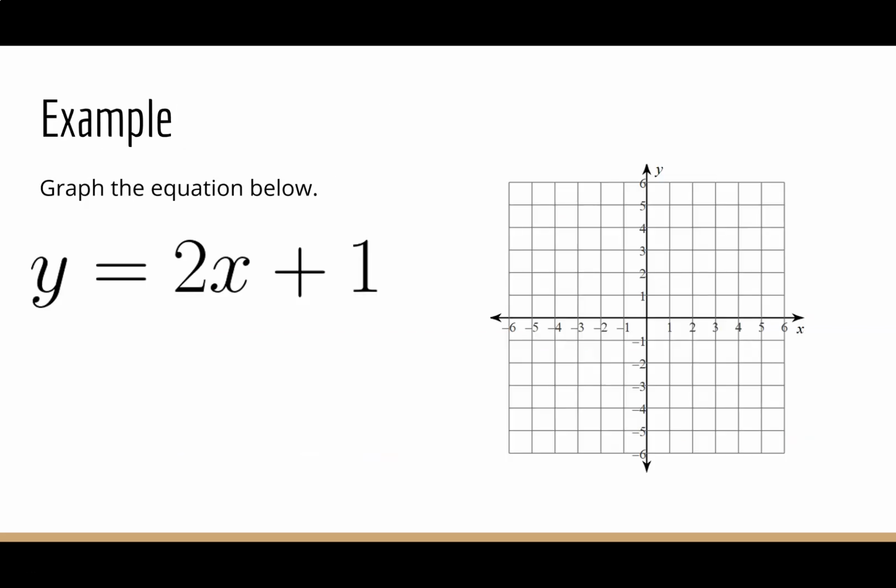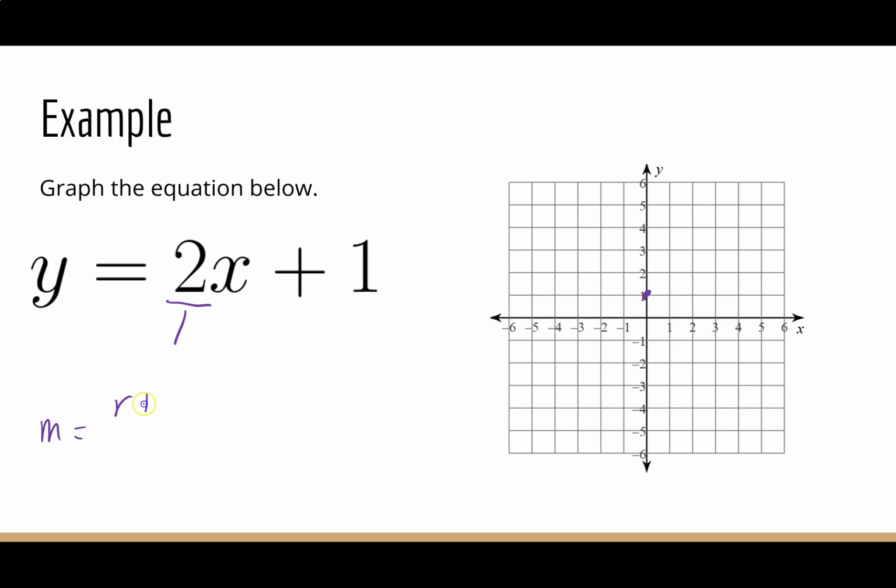So let's look at an example. Y equals 2x plus 1. So basic whole numbers going on, no fractions, no decimals, no weird stuff. So I am going to start at the y-intercept. And then my slope is just 2, so I'm going to think of it as 2 over 1.